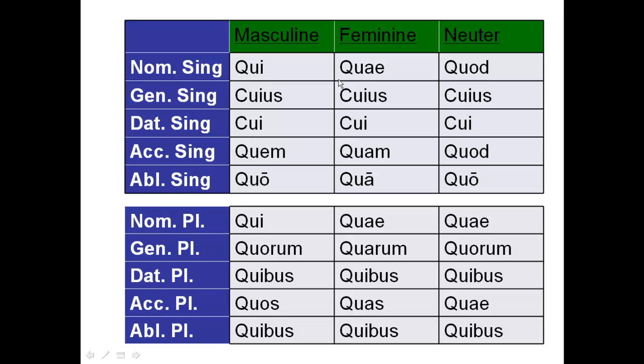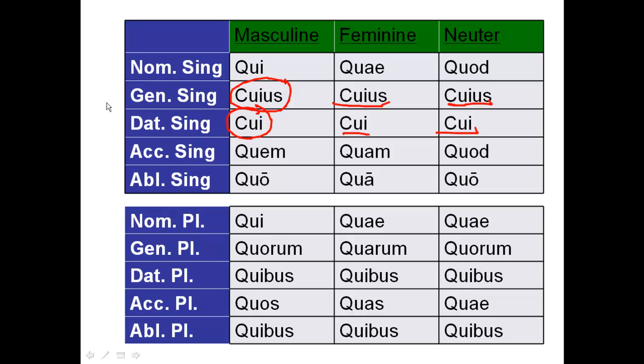So qui, quae, quod we've already talked about. That's just the nominative form. The genitive form is this word cuius. Now the nice thing is it's the same for all three genders. Similarly, the dative singular, cui, is the same for all three genders as well. So if you can learn cuius and cui for genitive and dative singular, you have all 6 of these forms.